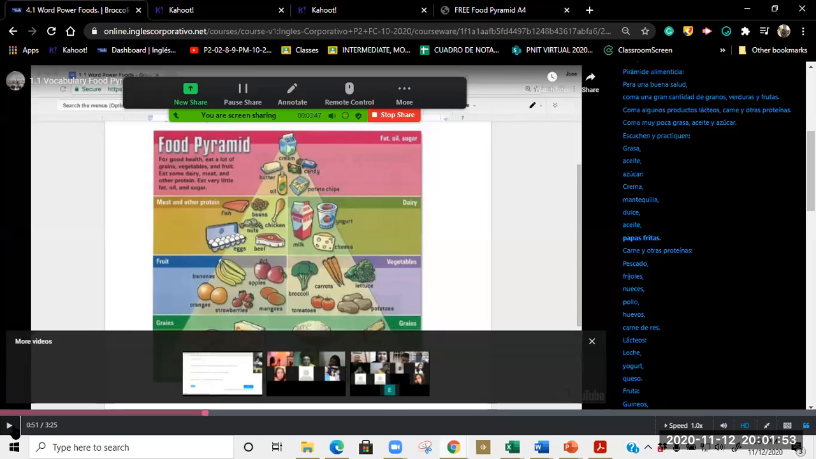Butter. Mantequilla, you say? Butter. It's an R. Butter, okay? Then we have dulces, which is candy. Easy. Candy, okay? Then we have aceite, which is oil. Entonces, this is like oil.